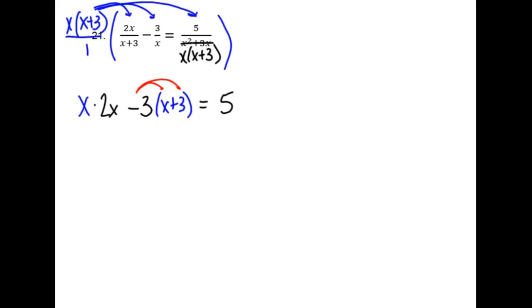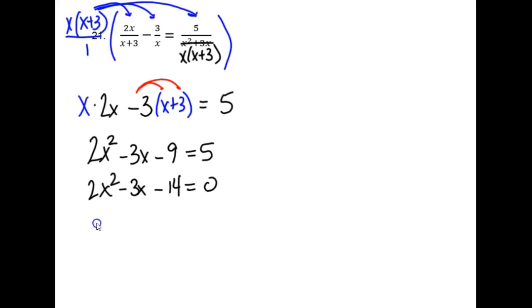So this will be fun. We get to solve 2x squared minus 3x minus 9 equals 5. And then subtracting 5 from both sides, there's your quadratic in standard form. And of course we get to factor, because why not? We're pre-calc.